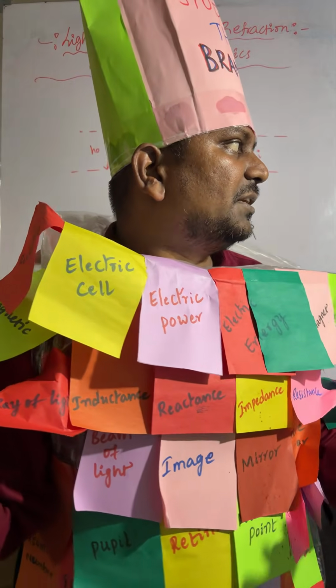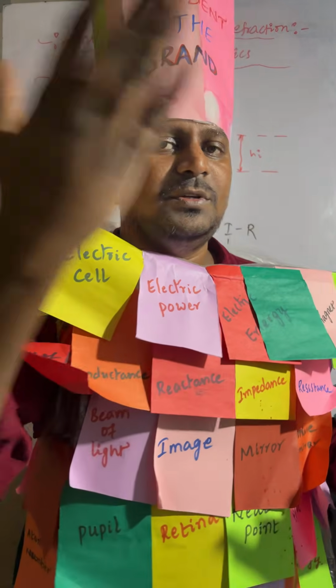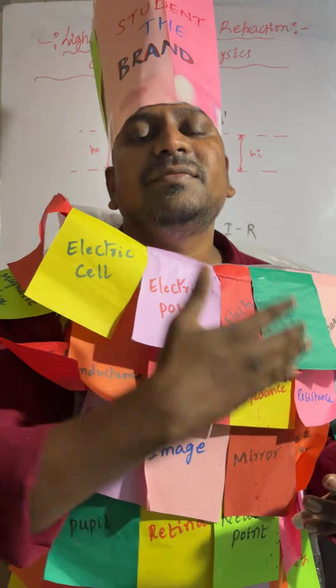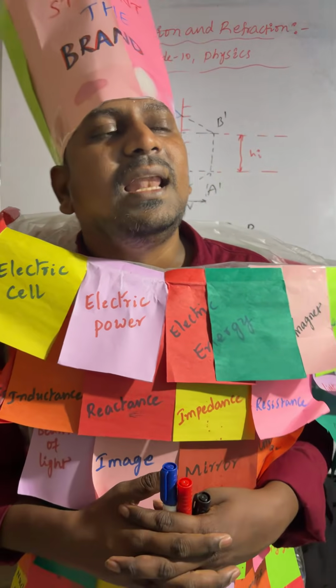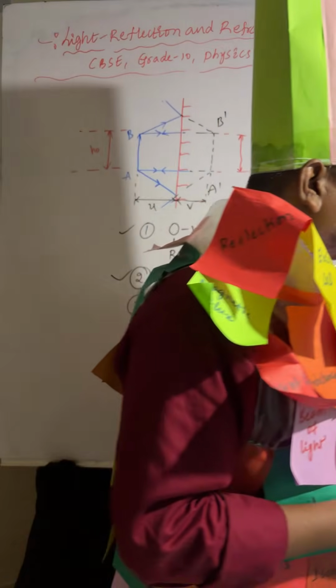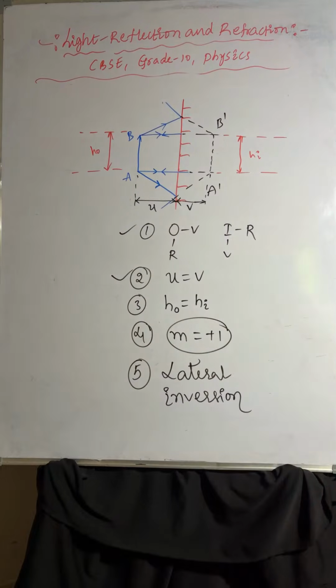What is lateral inversion? The phenomenon of converting the right side of the object to appear as the left side of the image, and the left side of the object to appear as the right side of the image. This mirror image is called lateral inversion. I hope it is very clear. These are the points.